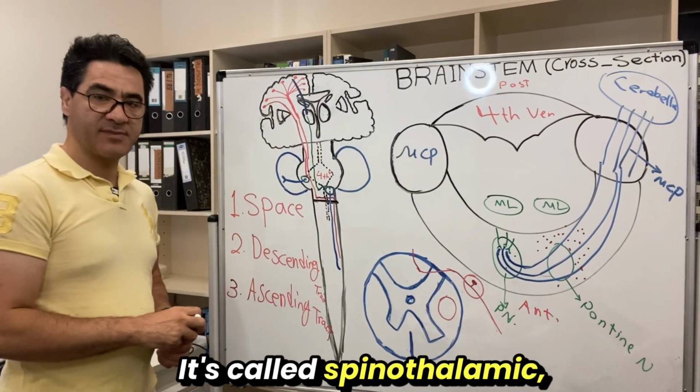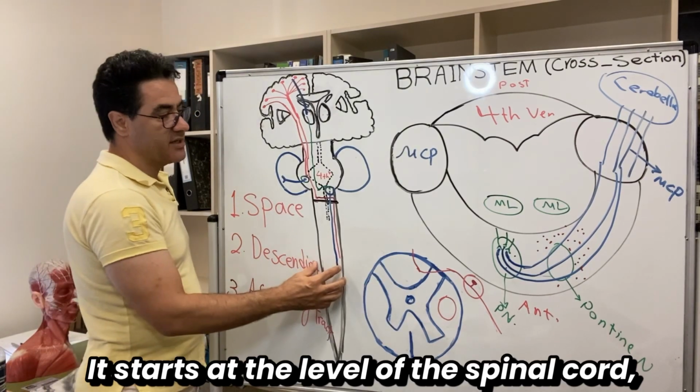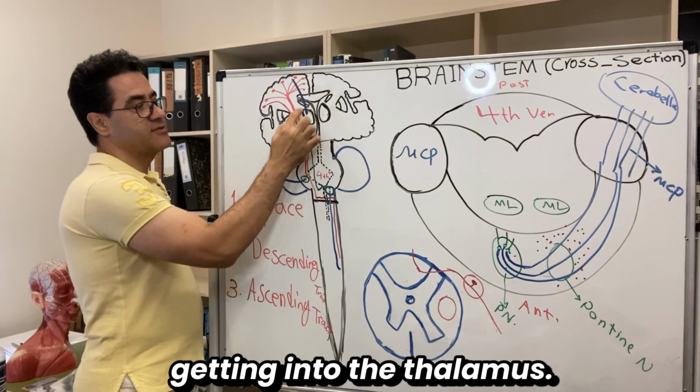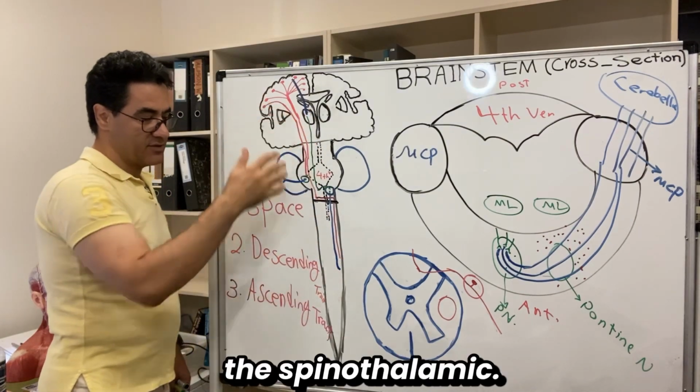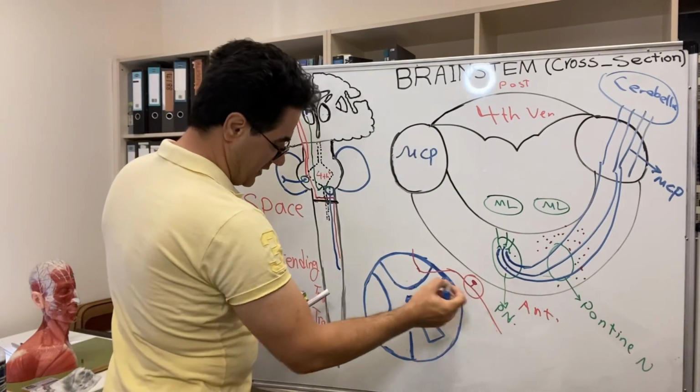It's called the spinothalamic tract. As its name suggests, it starts at the level of the spinal cord, goes up, passing through the brainstem, and getting into the thalamus. That's why it's called the spinothalamic. So the first order neuron would be here.